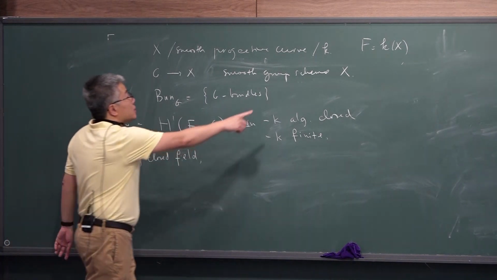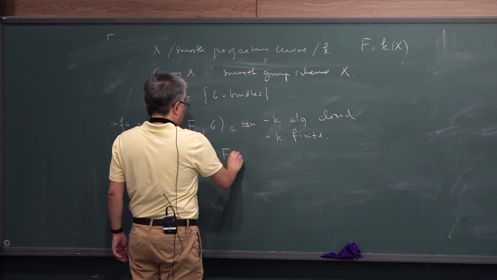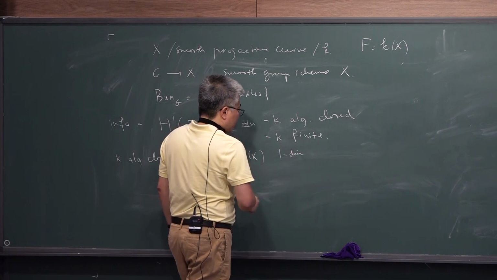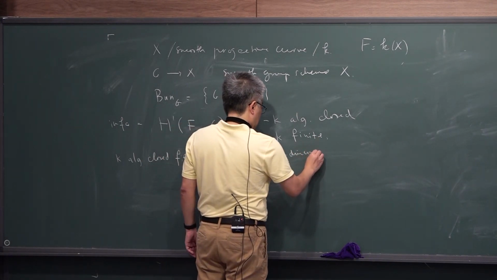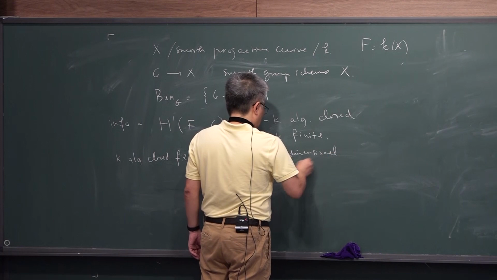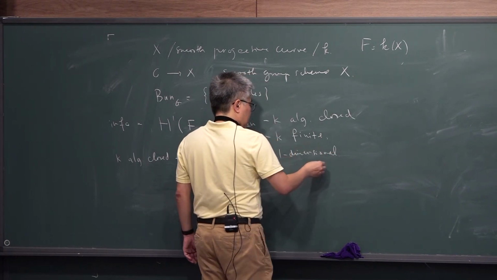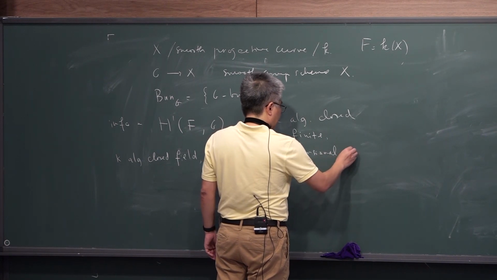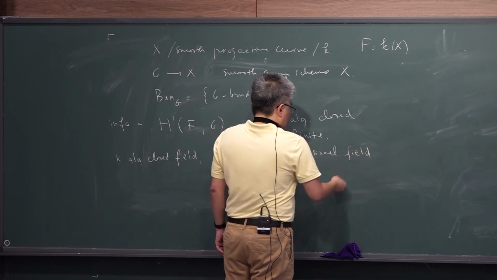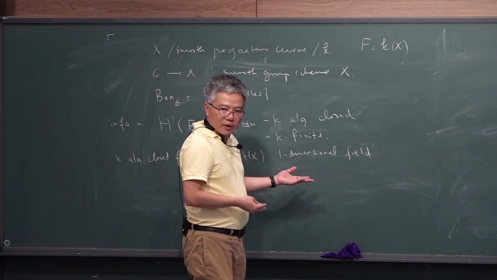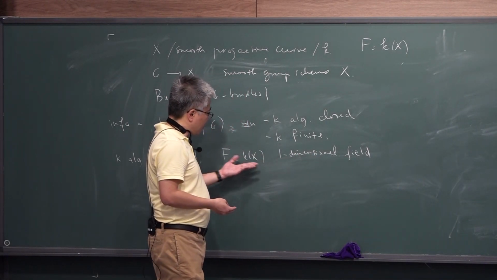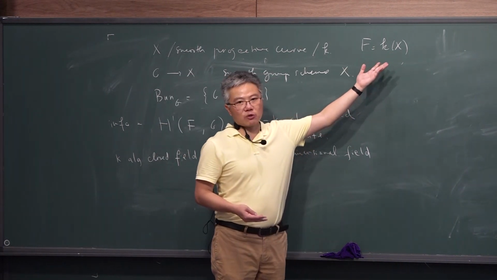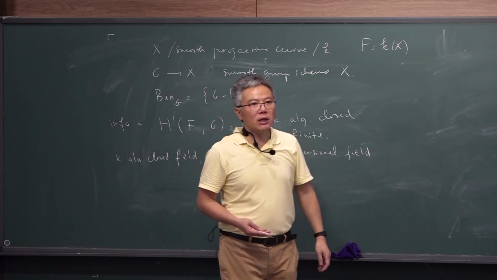Then this field F, the function field of X, is one-dimensional, cohomological dimension one. So I am not going to describe what to do here. Instead, the intuition is clear. It's a field that comes from the curve, so it's a one-dimensional field.